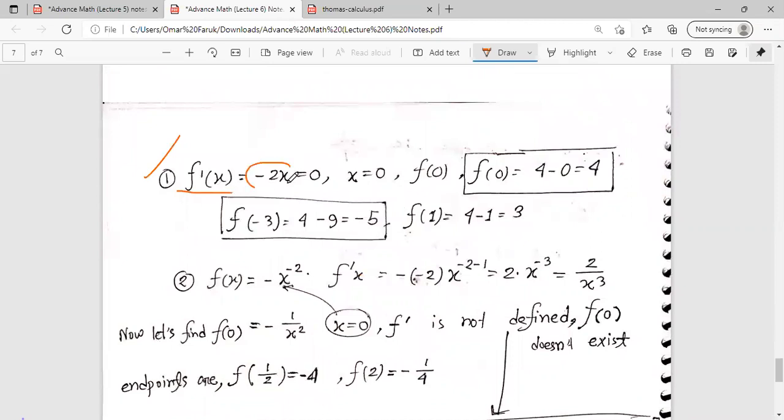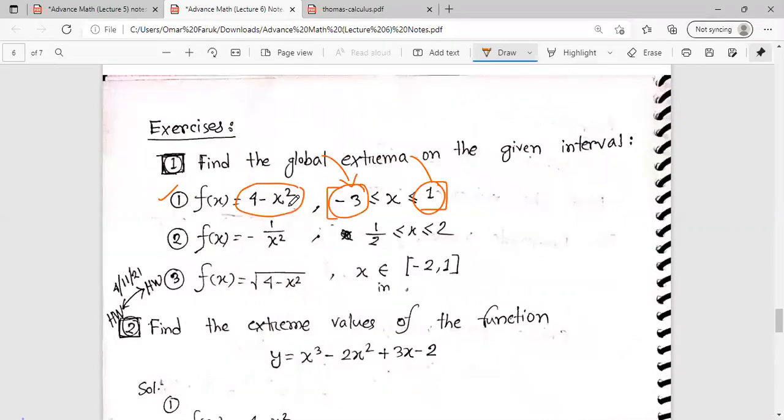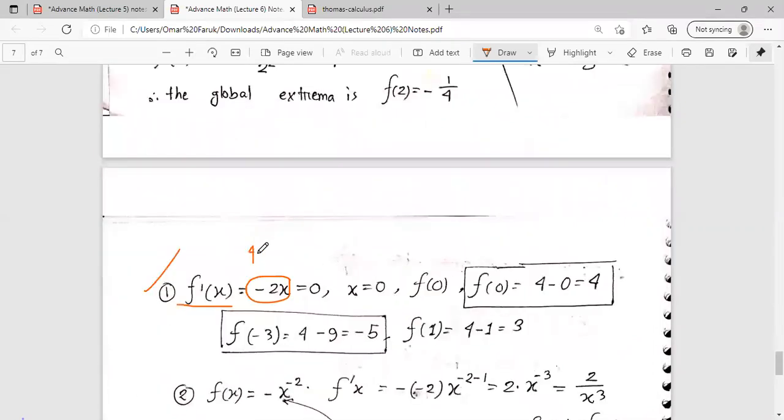So it will be minus 2x. You can see our function was 4 minus x squared. So the derivative of this constant will be 0, and the derivative of x squared is 2x. Sorry, and here is minus, and the derivative of minus x squared is minus 2x. So this is our minus 2x.